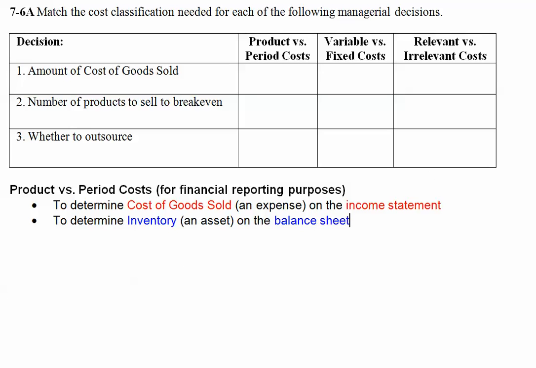So as far as the cost classification, determining whether something is a period cost or inventory helps you to determine how much is cost of goods sold. If you recall, period costs are the costs for selling, general, and administrative expenses, and those are expensed in the period they are incurred, rather than being part of the cost of a product and then later expensed when the goods are sold. So the answer to the first is product versus period in order to help to determine cost of goods sold on the income statement.